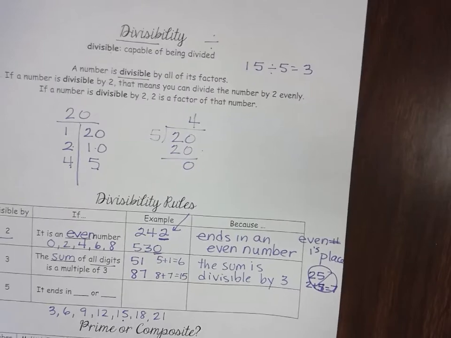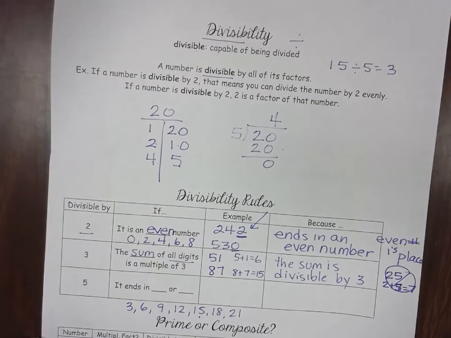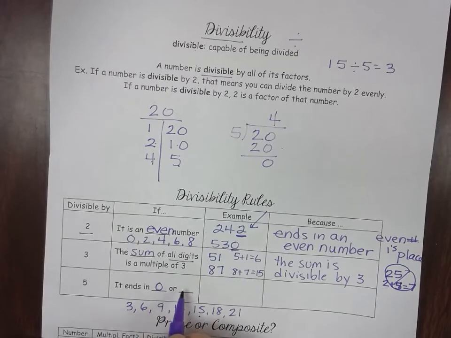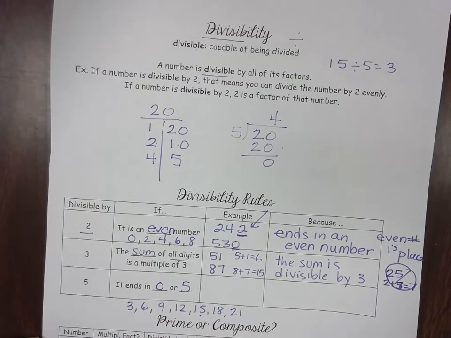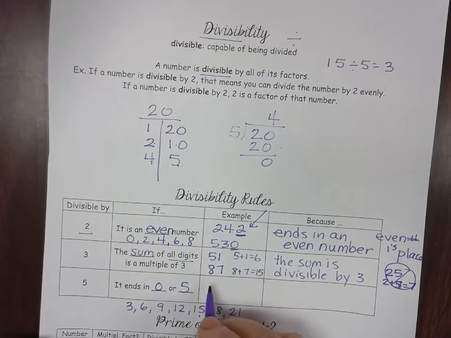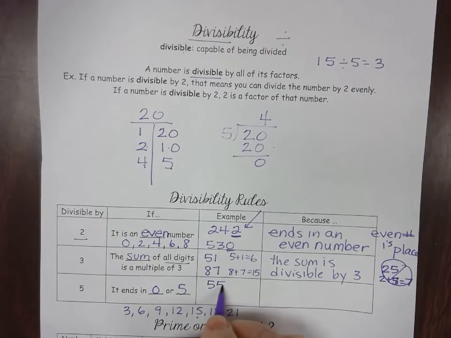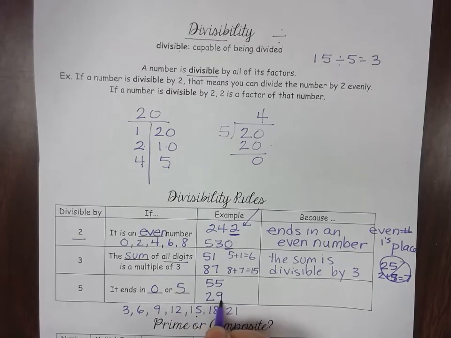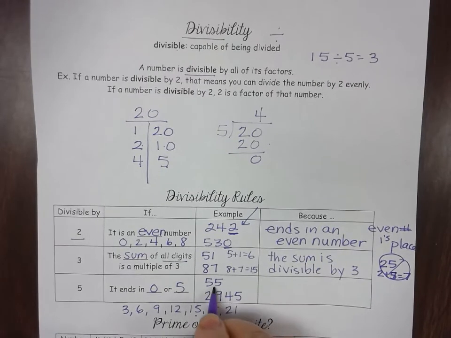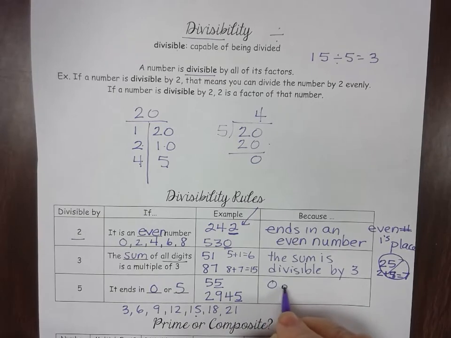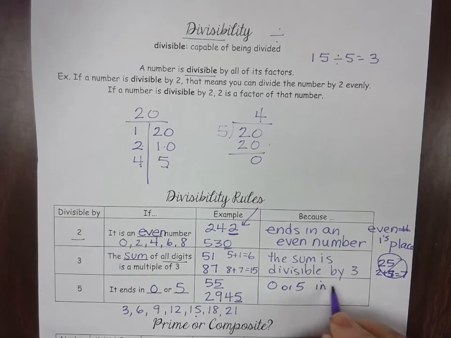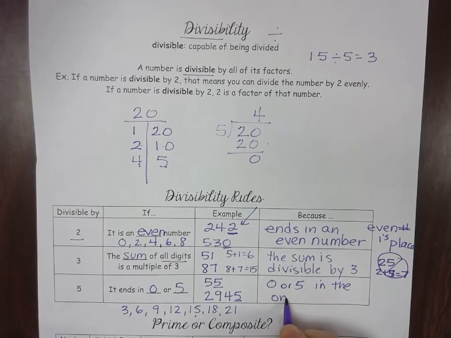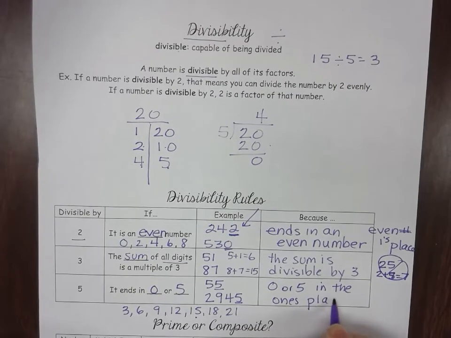5 is easy peasy. It ends in a 0 or a 5. You learned to skip count by 5s when you were in kindergarten or first grade. 5, 10, 15, 20, 25, 30, 35, 40. So if I have a 55 or a 2,945, because there's a 0 or 5 in the ones place, it will be divisible by 5.